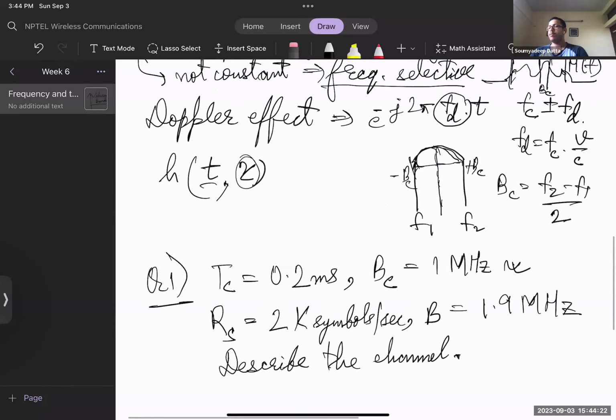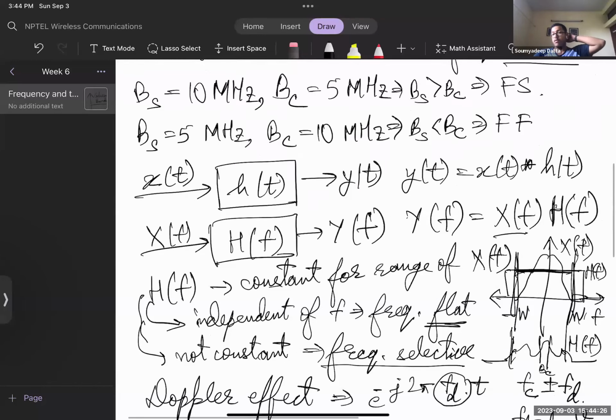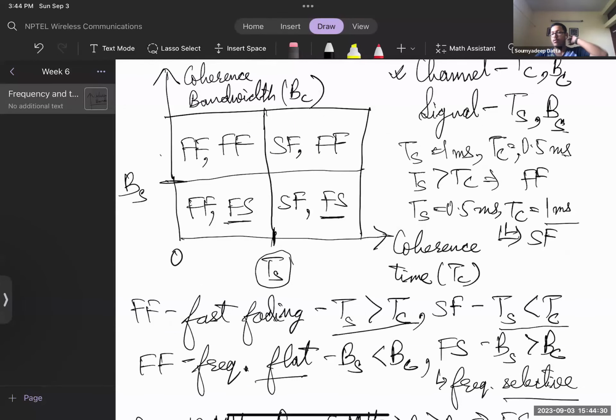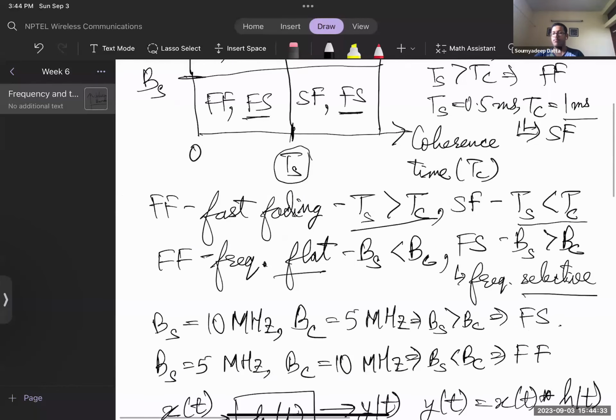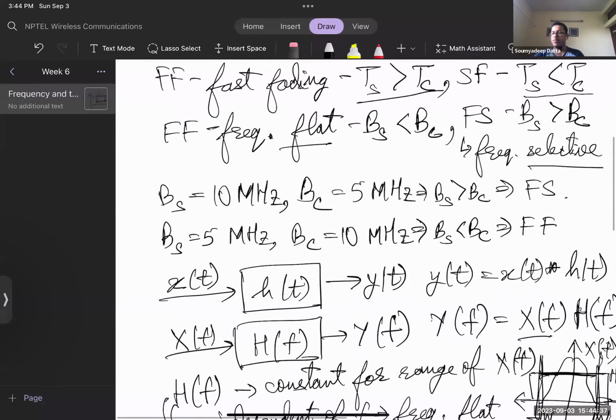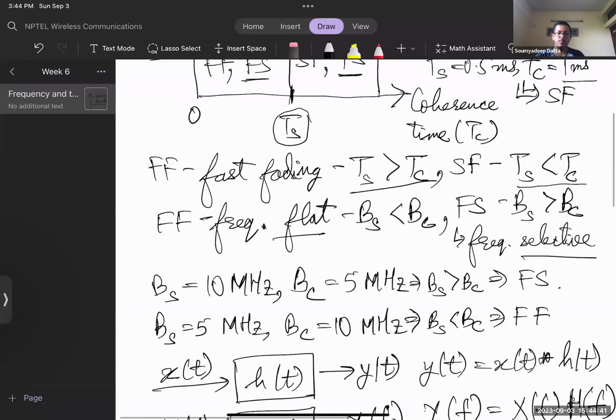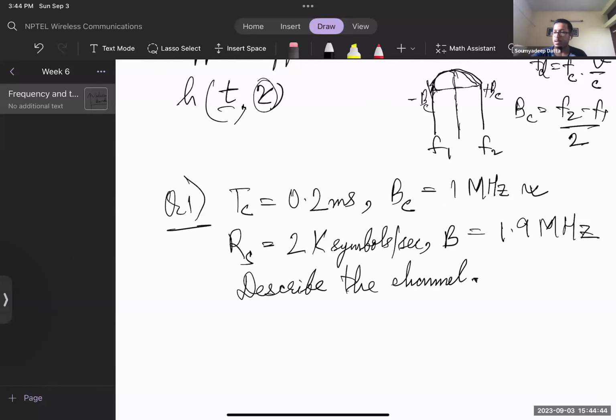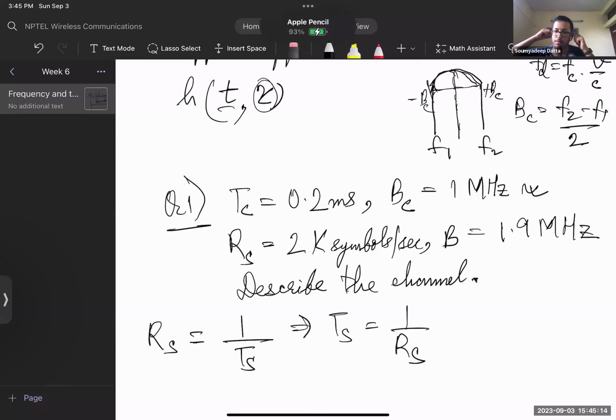Describe the channel in the sense that you have to tell me whether it's frequency flat or frequency selective, or fast fading or slow fading. Where does it lie in this scheme? So I'll leave the question here. I'll give you a couple of minutes to solve, and then I'll discuss the solution. Before I leave, one quick hint is that this rate is nothing but 1 by symbol time. So from here you can compute the symbol time, and then you can do the comparison based on that diagram. I'll give you 2 minutes and then I'll come back.